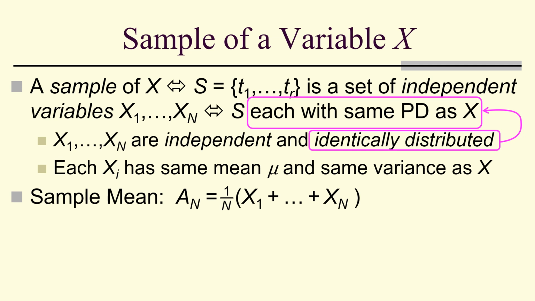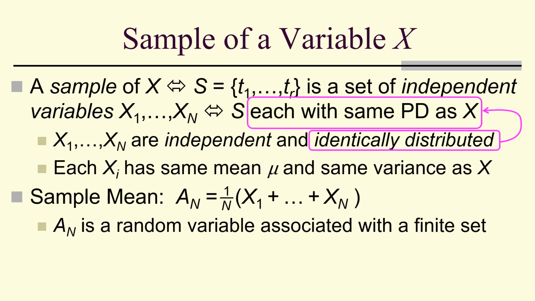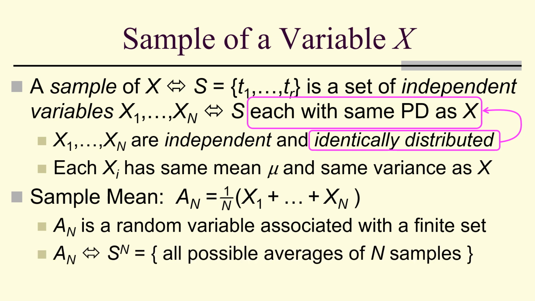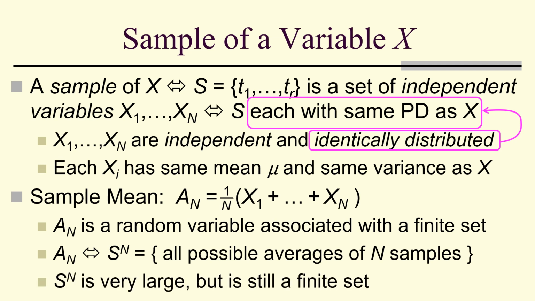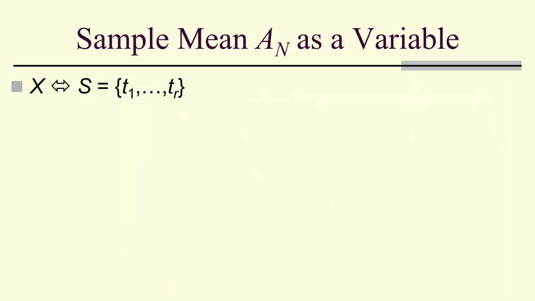So we've got an IID sample x1 to xn. Their average is called the sample mean. And notice it's also a random variable. It's also associated with a finite set. Each x has only finitely many things that it could be, and there's only finitely many of these x sub i's. So the sample space for A sub n is all possible averages of n samples. It's very large, but it's still only a finite set. So we can treat the sample mean as a variable.